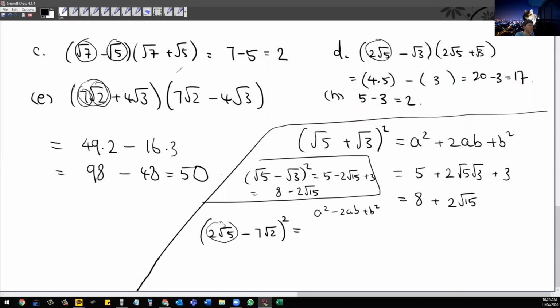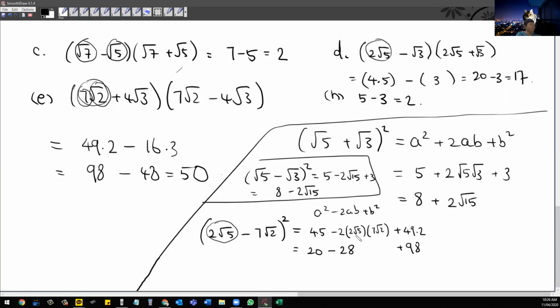So what's a²? That's equal to 4 times 5, right? Square that. Minus 2 times 2√5, that's our a, and then 7√2, that's our b, true? Plus, just write it like that if you can't do it all in one go. That one squared is 49 times 2, right? So just write it like that. This is 20. This one is 98, true? And that one there is negative 2 times 2 times 7, which is 28, isn't it?